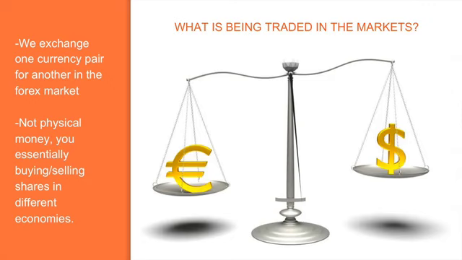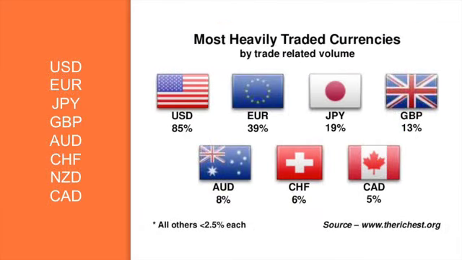I'm going to talk about the most common currencies that are exchanged or traded in the Forex market. Some of the most common currencies that you're going to see being exchanged include the United States dollar, the euro, the Japanese yen, the pound, the Swiss franc, the Canadian dollar, the Australian dollar, and the New Zealand dollar. There are others, but those are the ones that we will put most of our focus on.